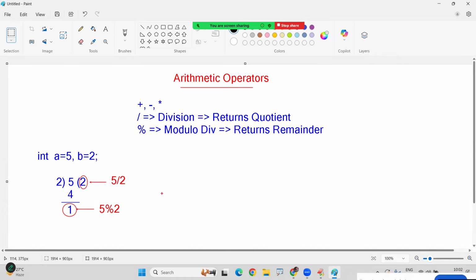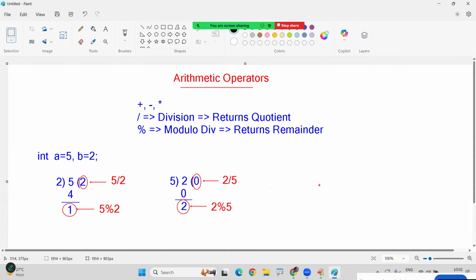See, for example, I'm doing like this. 2 I am dividing with 5. Can you divide? No, it's impossible. You can't divide. So the remainder as usual, 2 will come. 2 by 5 will give 0, so this one is the quotient. 2 mod 5 will give the value 2. It's the remainder. Hope you understood.